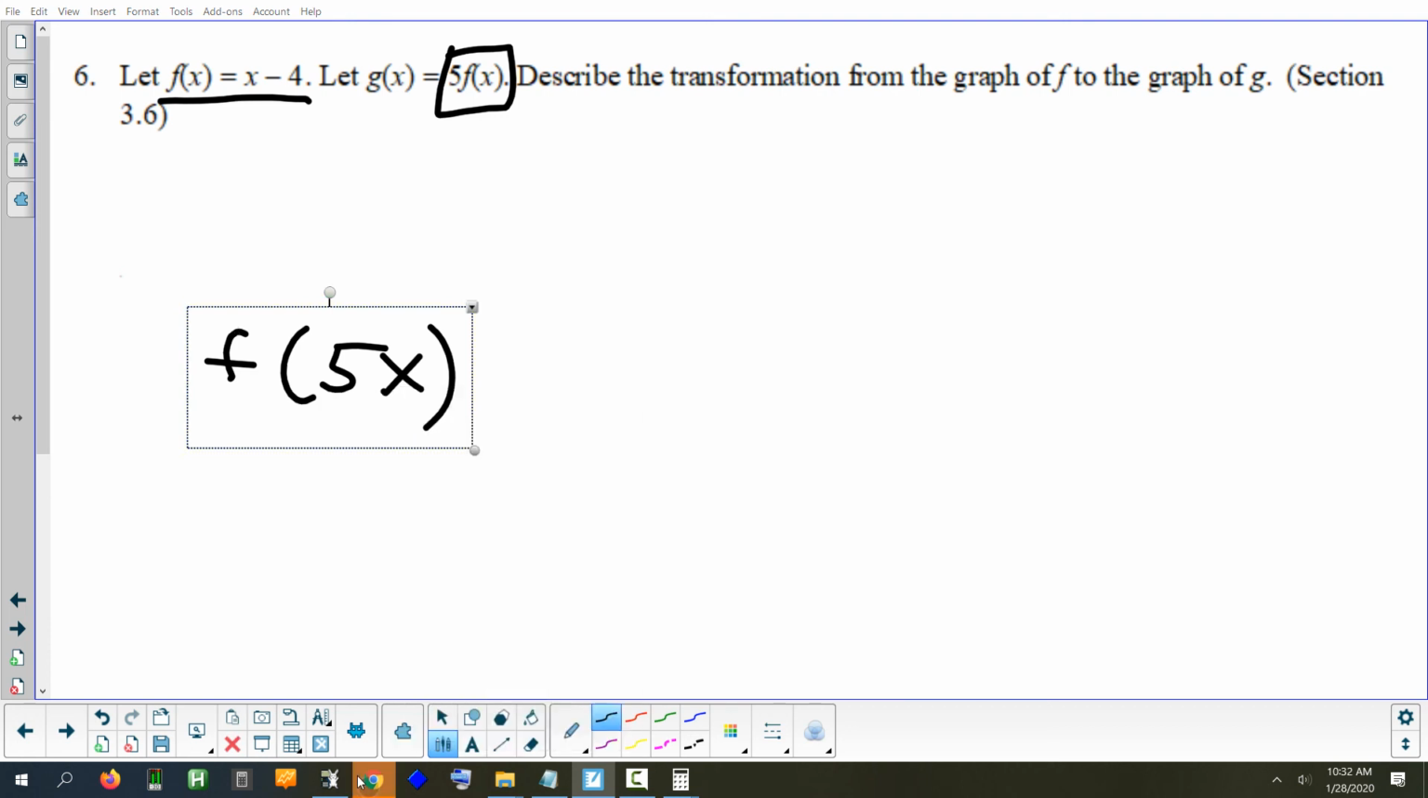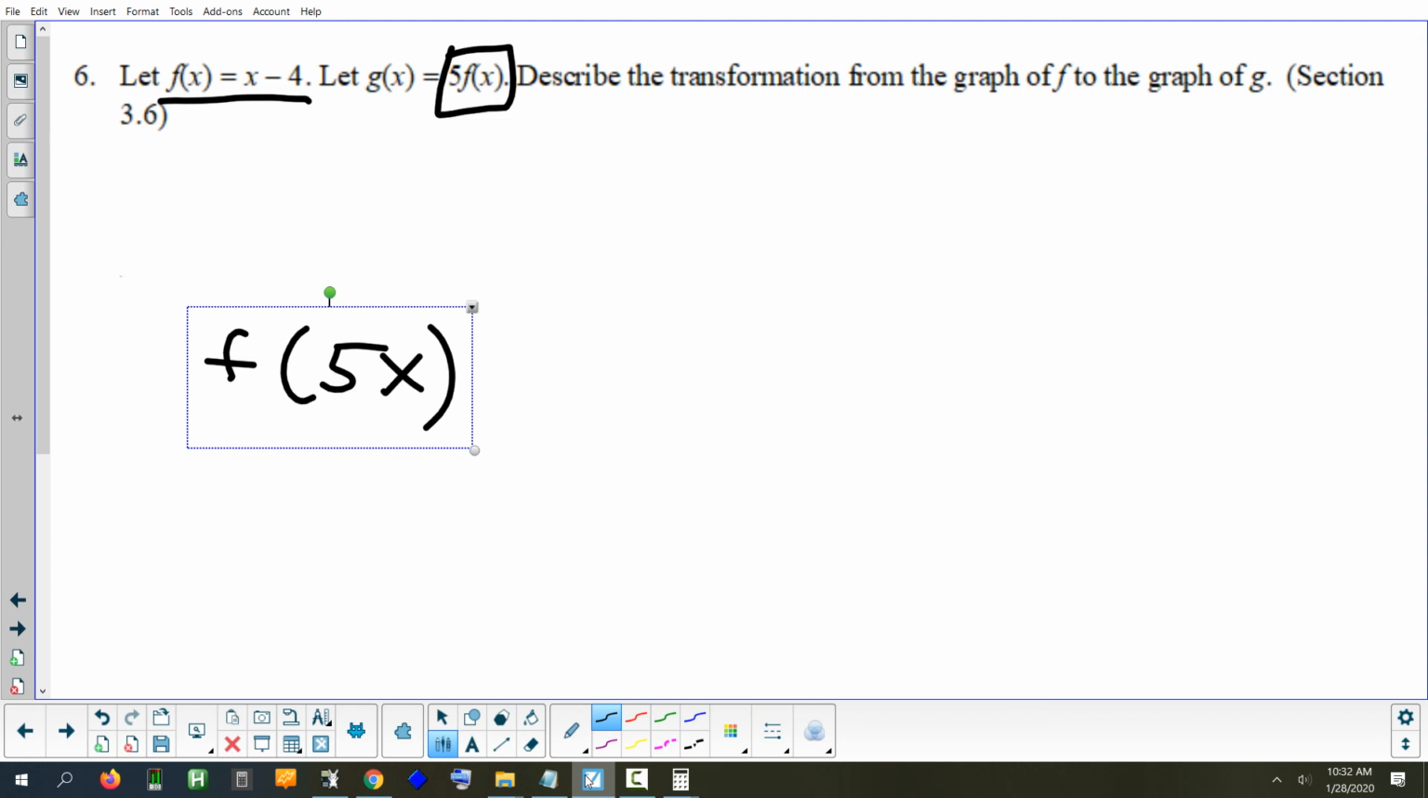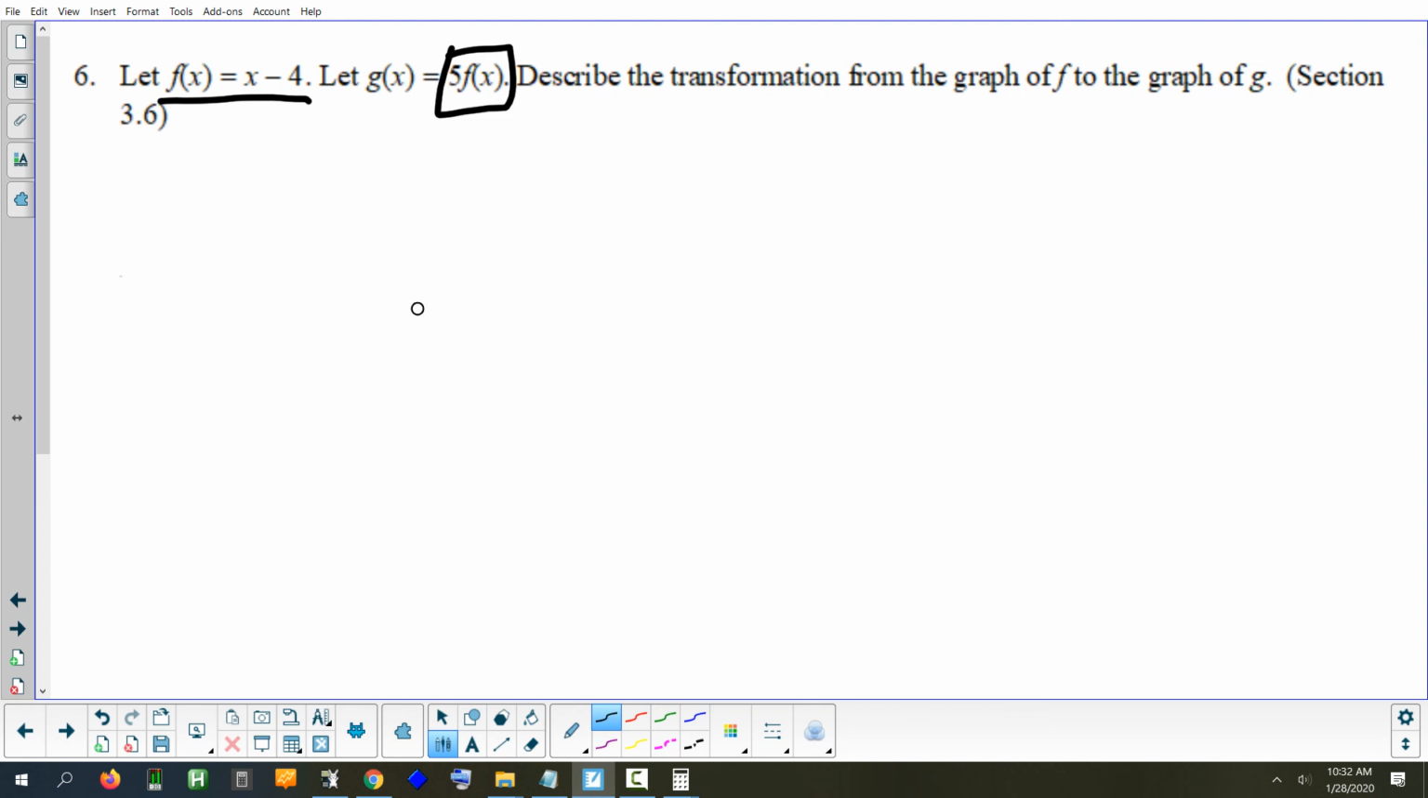So if we go back, number times x, the number is right next to the x. That's different. We're not doing that. So when you have a number in front, what kind of transformation is that? It says to describe it by saying vertical stretch by factor of, and then you just say your number. So for this one, this is what you would write.